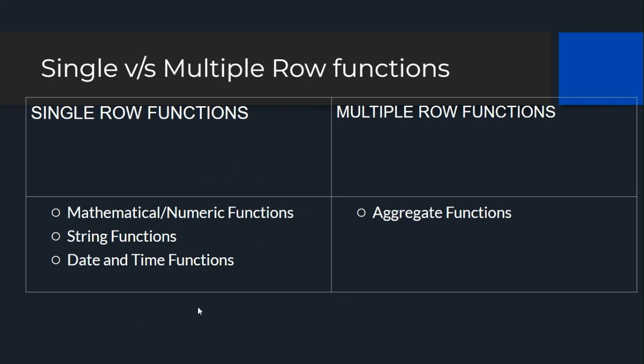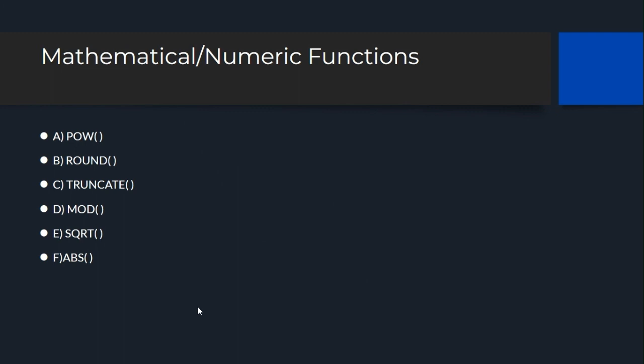So single versus multiple row functions. In single row functions, we have mathematical or numeric functions, string functions, date and time functions, and in multiple row functions, we have aggregate functions. So discussing first mathematical or numeric functions. In this we have pow, which stands for power, round, truncate, mod, sqrt, that is it gives a square root, and abs for absolute value. Okay, so let's discuss them one by one.